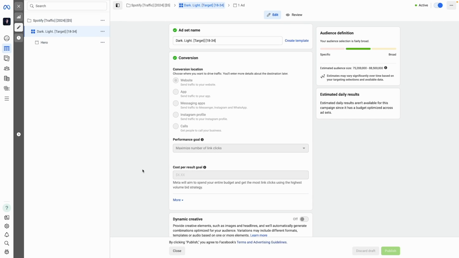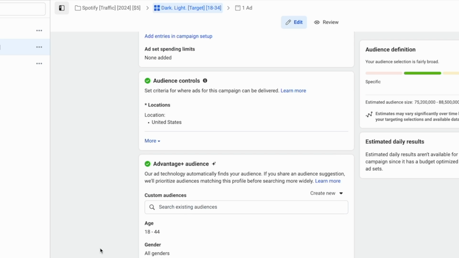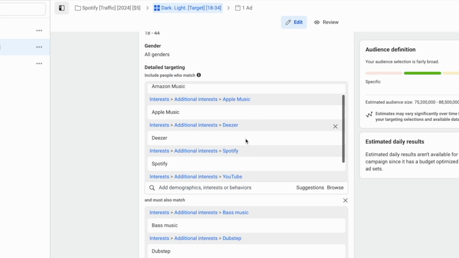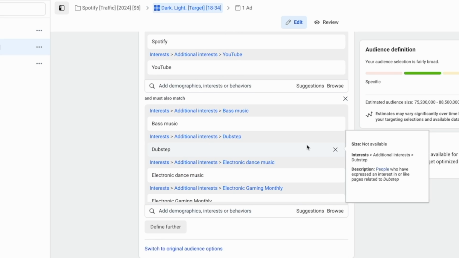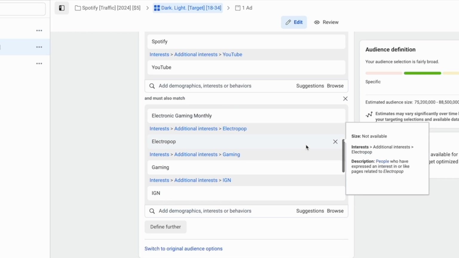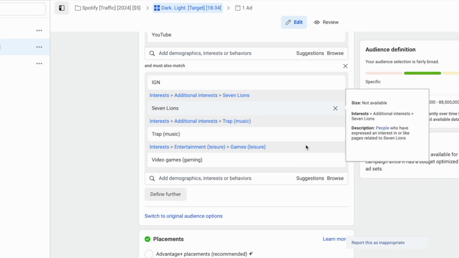So in the traffic campaign here on Meta, this will look probably more familiar to most of you. I'm only targeting people in the United States, 18 to 44 in this one. I was just trying something different. I targeted multiple DSPs, Amazon, Apple, Deezer, Spotify, YouTube, and then multiple options within there. So bass music, dubstep, electronic dance music, electronic gaming monthly, electropop, gaming, IGN, Seven Lions, trap, and video game.